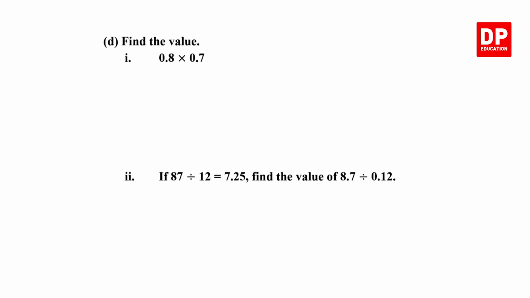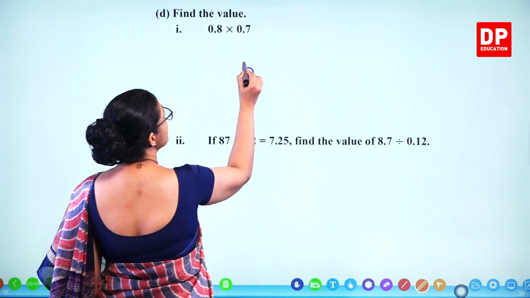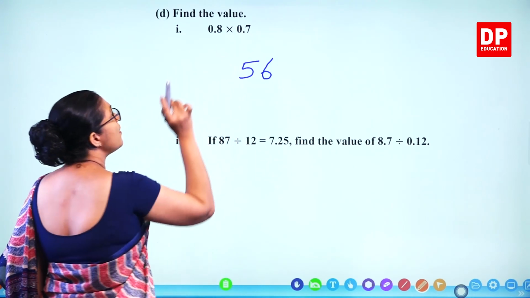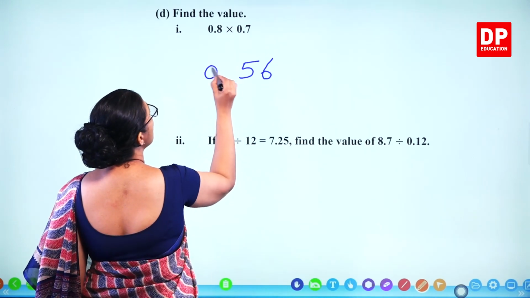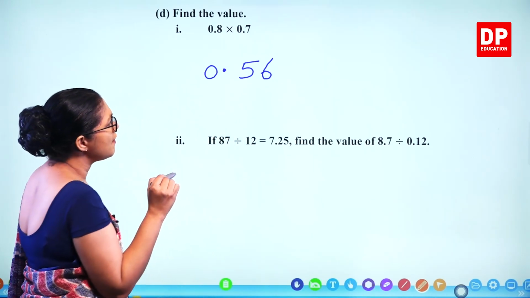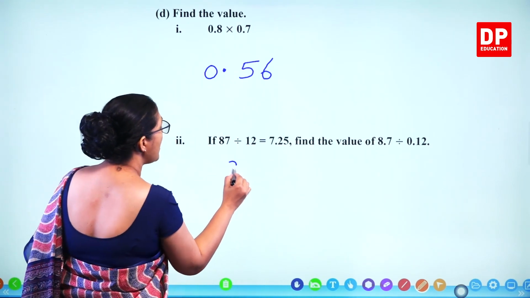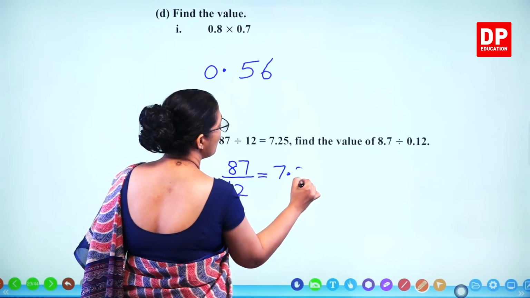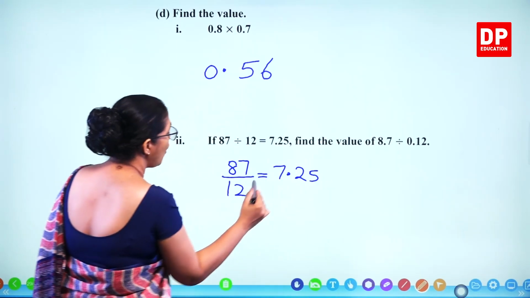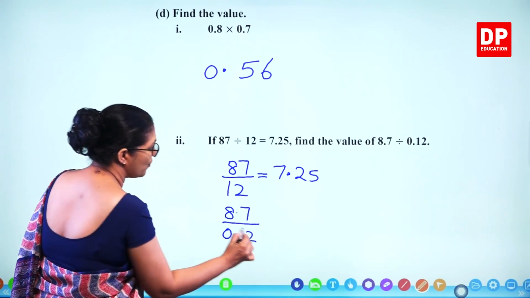Part D, find the value. Decimal multiplication. Ignore decimal and just multiply 8 times 7, 56. Then consider how many points you have to keep. 2 places, 1, 2. So the answer is 0.56. And it says if 87 divided by 12 is 7.25, find the value of 8.7 divided by 0.12.